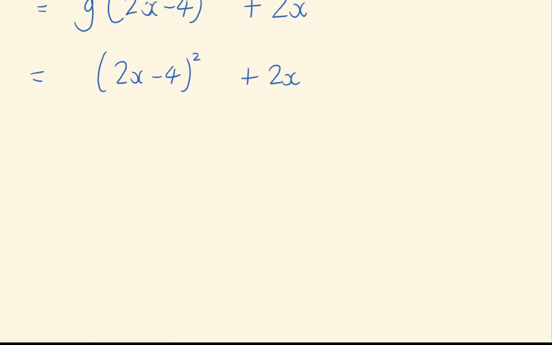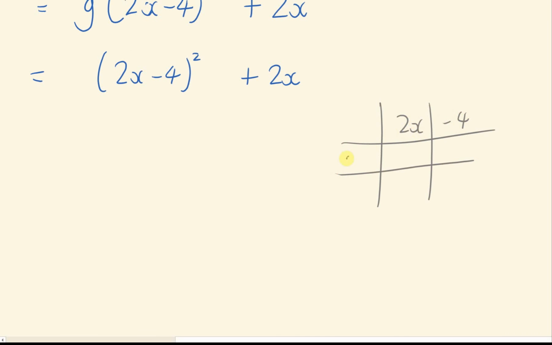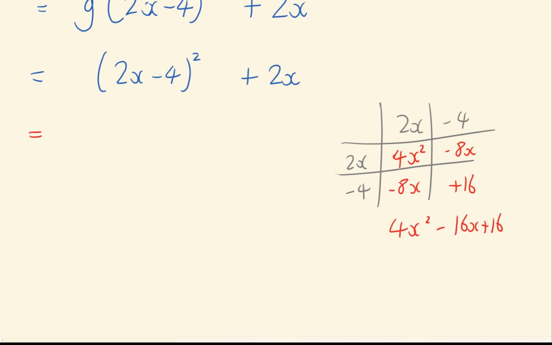Next, we need to expand this out. So for that, again, we can use the grid method. 2x minus 4, 2x minus 4. 2x times 2x will give me 4x squared. I've then got minus 8x and minus 8x and a plus 16. So I've got 4x squared minus 16x plus 16. So therefore this is now going to equal, I've got minus 16x, I'm also plus in 2x. So that will just become minus 14x, and the plus 6x doesn't change.